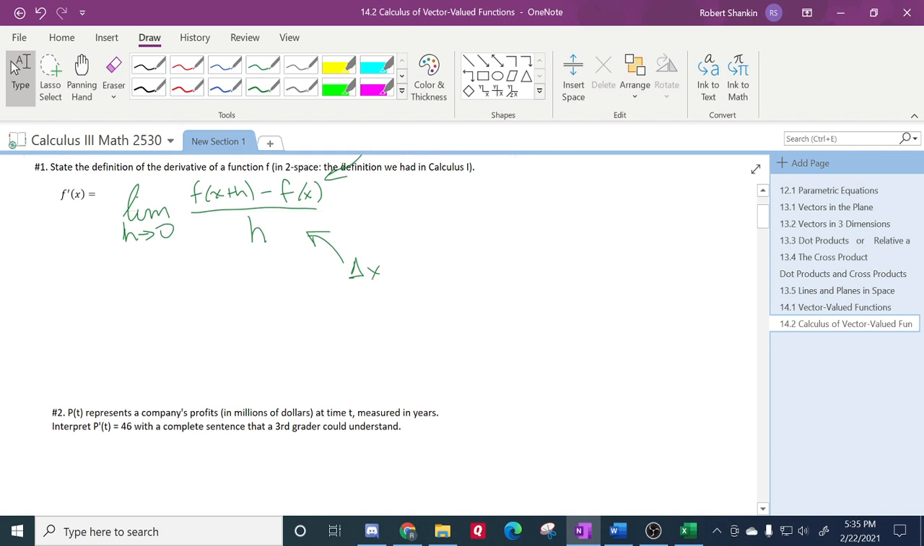Number 2. P of t represents a company's profits in millions of dollars at time t measured in years. Interpret P prime of t is equal to 46 with a complete sentence that a third grader could understand.